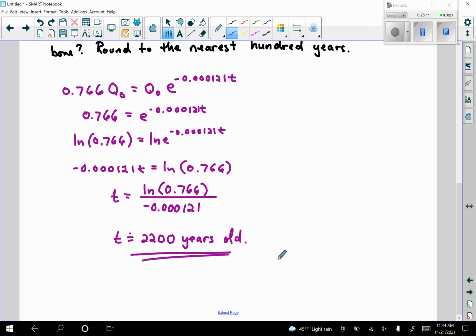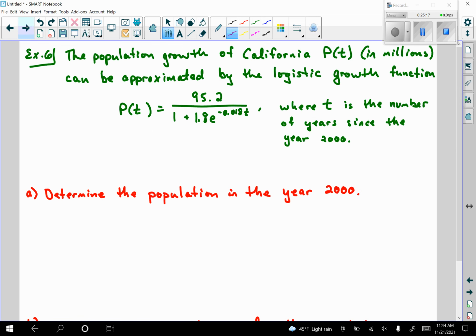All right, and we just have one more example. It will also have 3 parts. All right, so this is another way that we're going to model the population growth of California, P of t in the millions. One of the answers we get, we're actually going to go back and compare it to what we got. I think that was example 3. So this population growth can be approximated by this logistic growth function. P of t is equal to 95.2 divided by 1 plus 1.8 times e to the negative 0.018 times t, where t is the number of years since the year 2000.